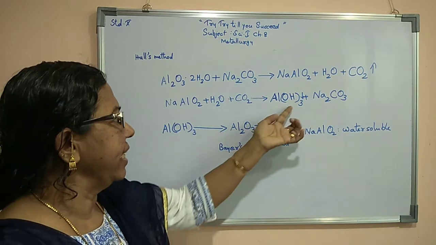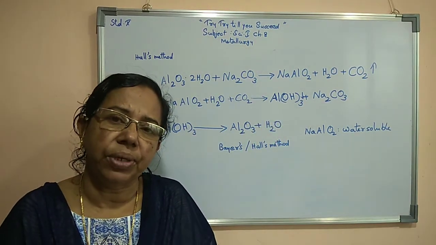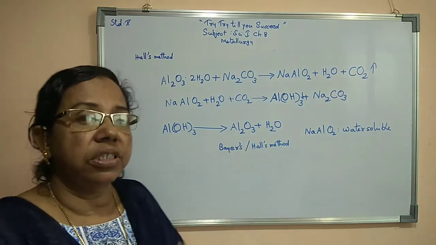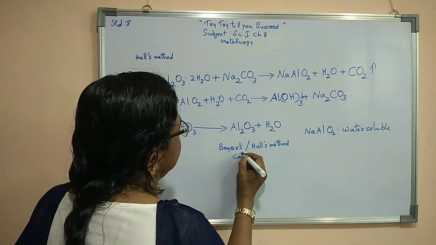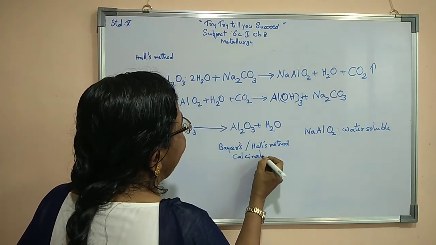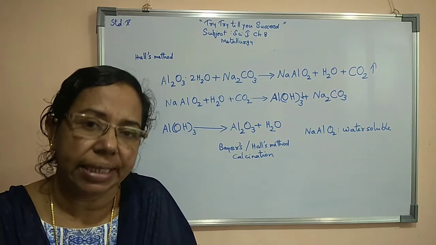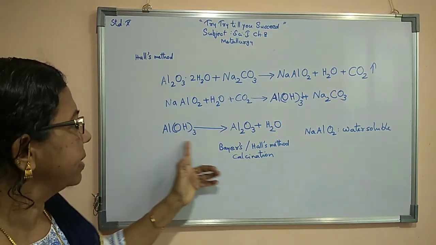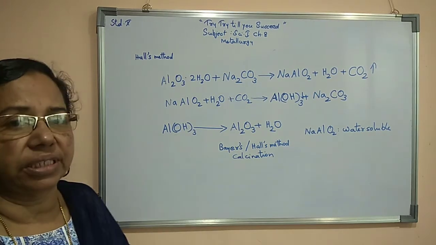After that, whatever we get, we have to wash it well, afterwards dry it, then heat it by the calcination process. Calcination means we heat it with a limited supply of oxygen. As a result, we will get aluminium oxide from aluminium hydroxide.